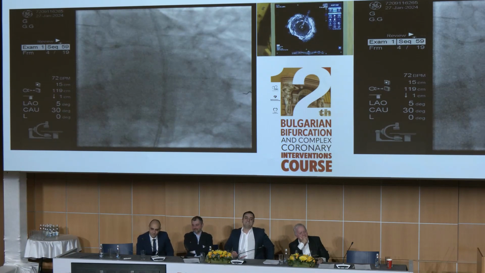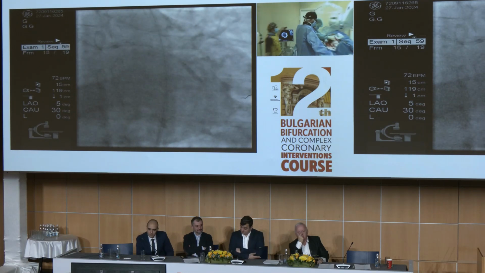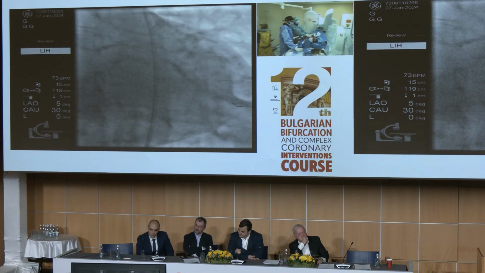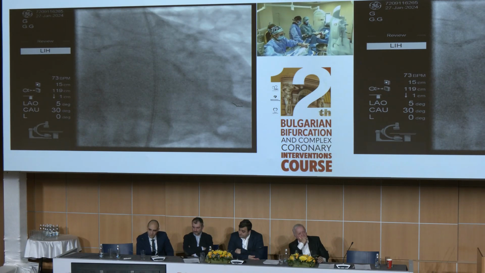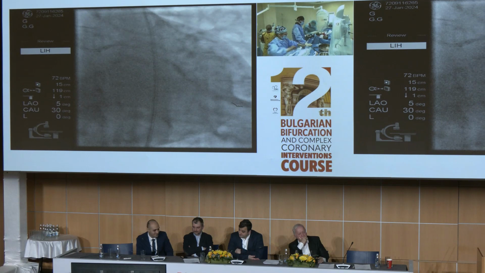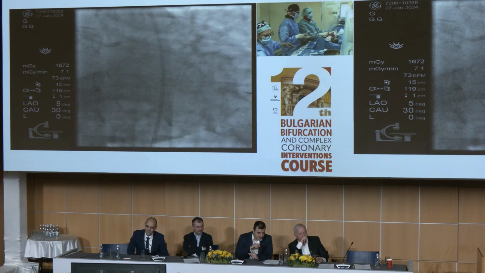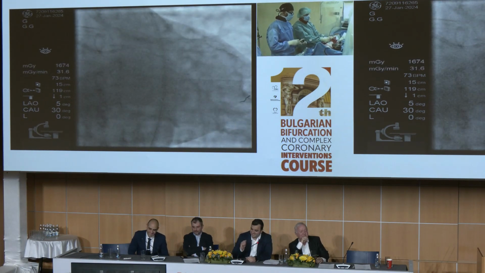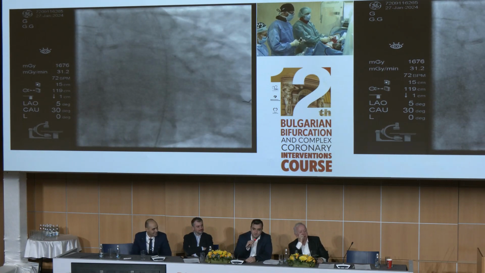Okay, so we will make several inflations here. Probably it was a wise idea to do this with the drug-coated balloon. Deflate. I'm really happy to hear this from you.